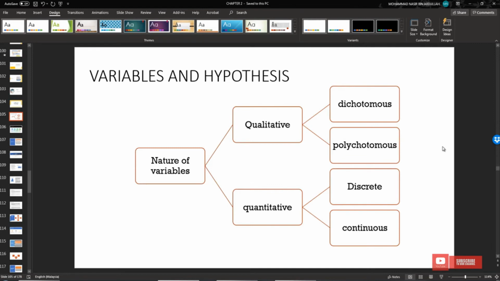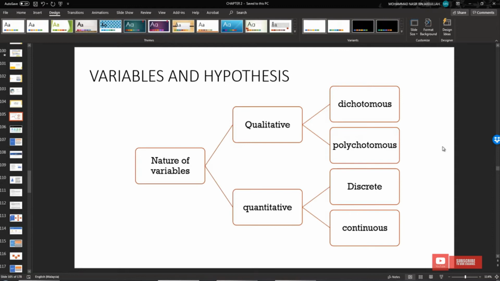For ordinal scale, it's a categorical variable, but it should be in order. For example, we have president, vice president, secretary, and treasurer. It should be in order. So it's a categorical variable, but in order, right? For a quantitative variable, there are two types of scales. First is interval scale. Another one is ratio scale.